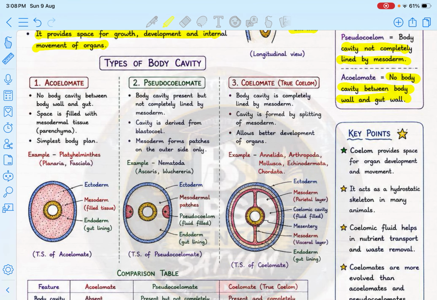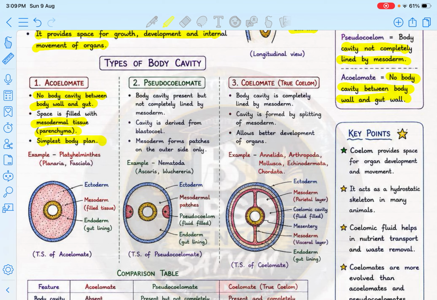So you can see that there are three types of body cavity, that is acoelomate, pseudocoelomate, and coelomate. Coelomate, that is true coelom. So in acoelomate, what is happening is that there is no body cavity between the body wall and gut. Okay, the space is filled with mesodermal tissue, parenchyma. They have the simplest body plan.